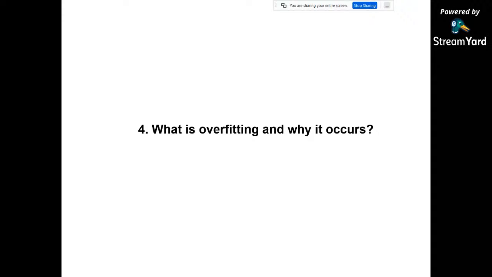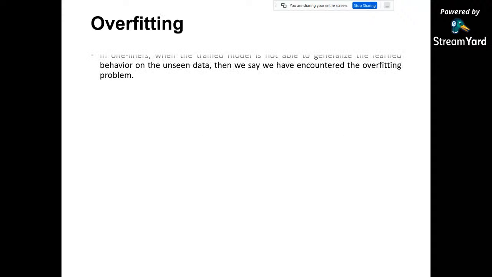Now the next question: what is overfitting and why does it occur? In one line, when the trained model is not able to generalize the learned behavior on unseen data, we say we have encountered the overfitting problem. When we do training, the model starts understanding the behavior and pattern of your data. But when you predict on test data, if the model is not able to generalize the same behavior, then overfitting occurs, because it works perfectly fine on training data but not on test data.